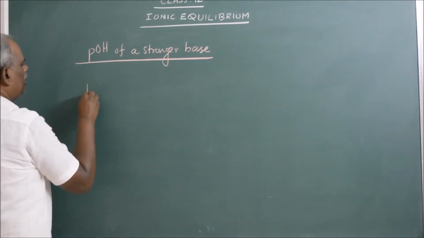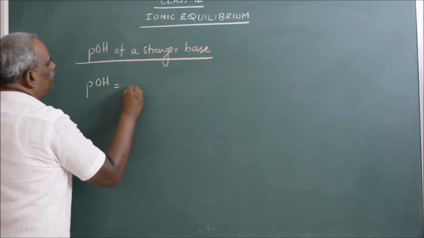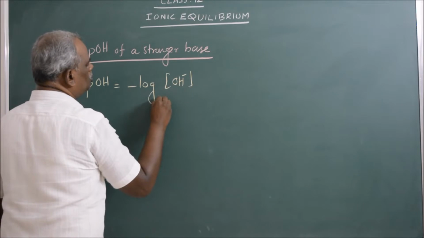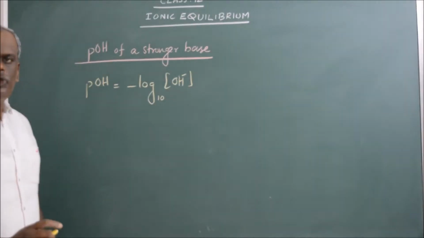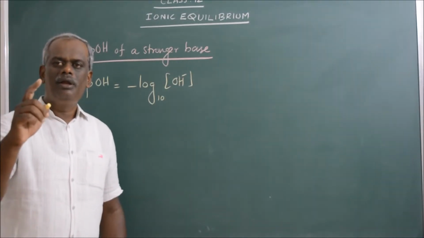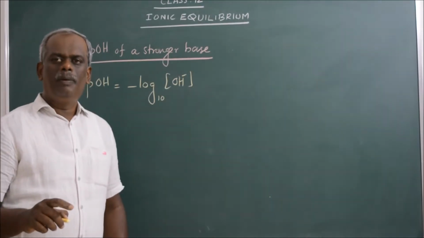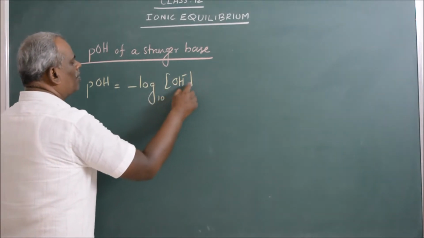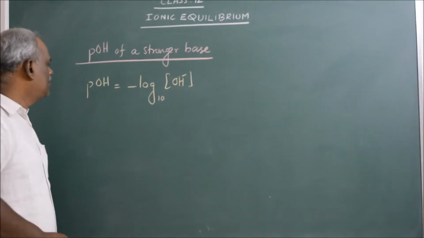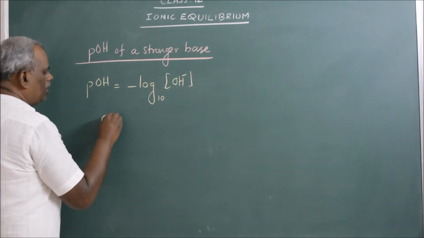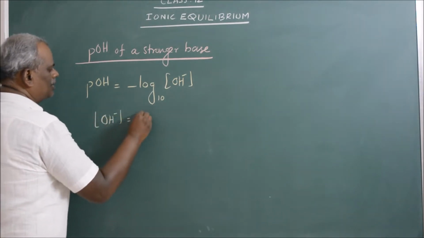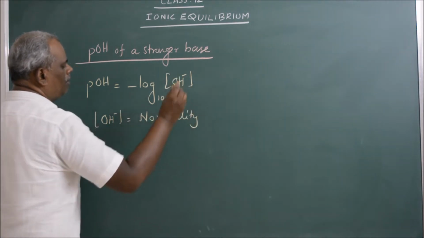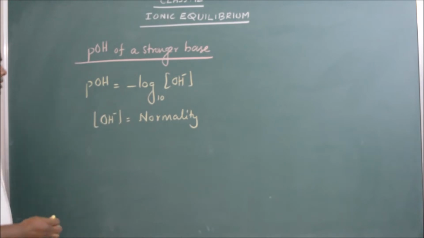The pOH value is nothing but minus logarithm of hydroxyl ion concentration to the base 10. pH was hydronium ion or hydrogen ion, but at present pOH is the negative logarithm of hydroxide ion concentration to the base 10. And how to calculate the hydroxide ion concentration? It is equal to the normality of the given stronger base.